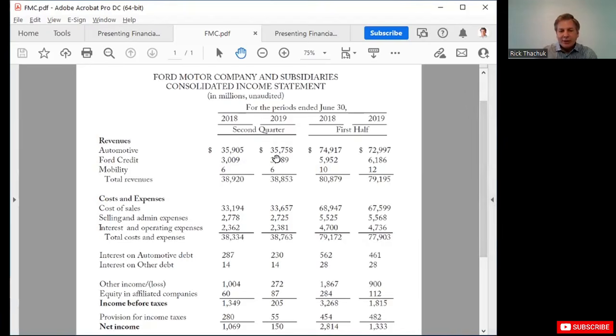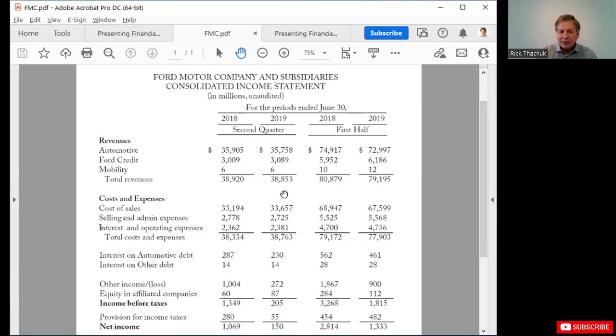So take a look at this value right here. This value is 35,758, but these values are expressed in millions. So I can imagine adding 6 zeros to the end of this number. So when I present this value, it will be 35,758,000,000 US dollars. This number here, 6, well, that's 6 million US dollars. This number here, 230 million US dollars. This number here, 2,725,000,000 US dollars.